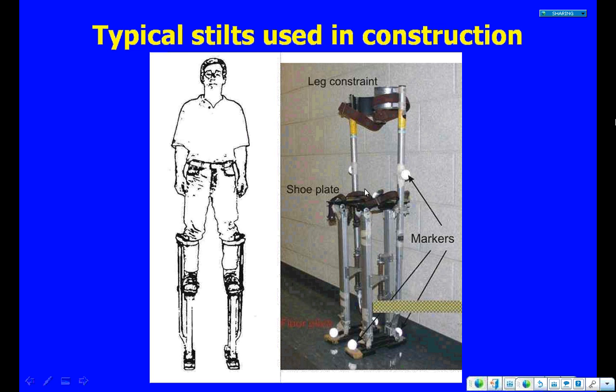Then there is a strap at the knee side that holds the knee in place. With this, the person can walk. There is a mechanism here, and you can adjust the height. At this stage it is at a lower level, about 0.6 meter. These stilts can be extended to a little more than 1 meter if needed.